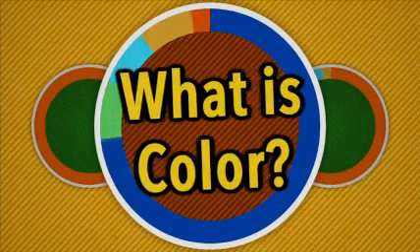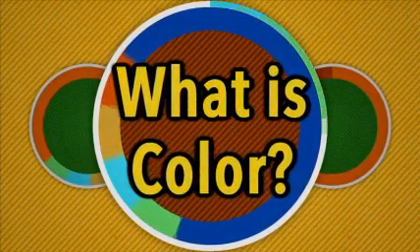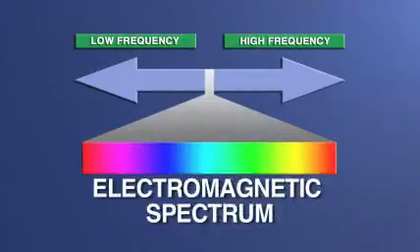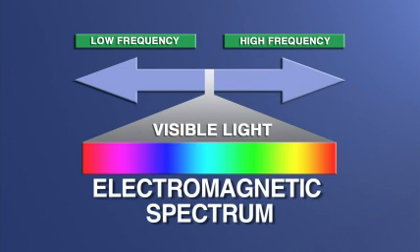What is color? The science of light isn't just for scientists. Everyone uses it, even artists. We talked about how light is part of the electromagnetic spectrum, and that light is the visible part of the spectrum.